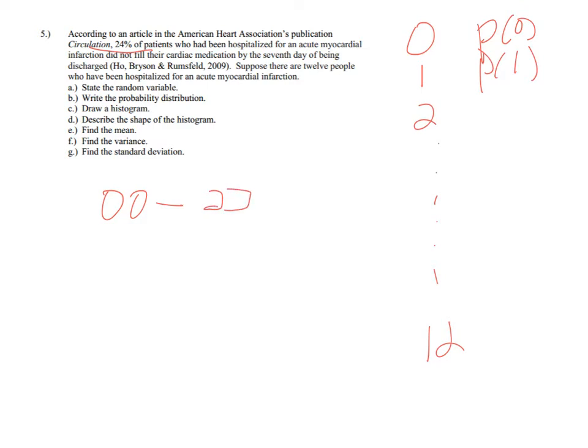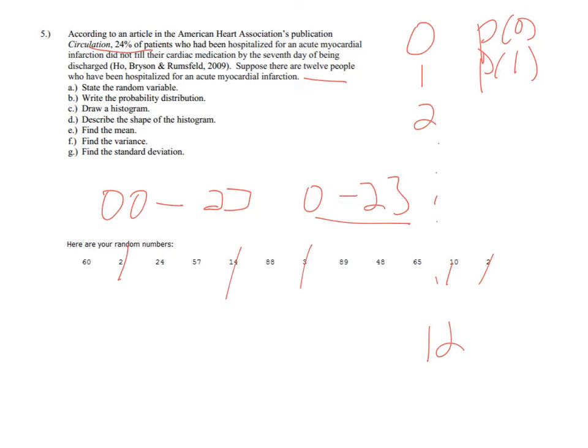Because I'm using a computer website and not a random number table, I'm just going to look at 0 to 23. Any number between 0 and 23 is going to be considered a person who didn't fill their prescription. Since I have 12 people, I'm going to look at 12 different numbers, and then count how many of those numbers represent a person that didn't fill their prescription. So here's my first set of 12 numbers. I'm going to count up how many of these numbers are between 0 and 23. So 1, 2, 3, 4, 5. So there are 5 people that didn't fill their prescription.